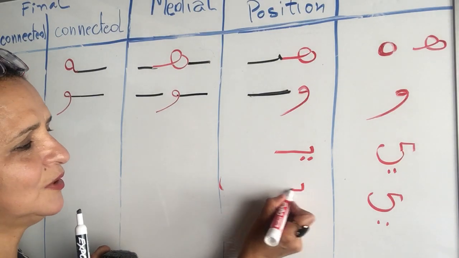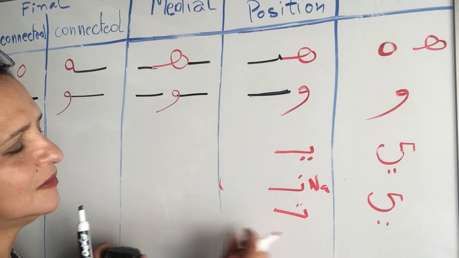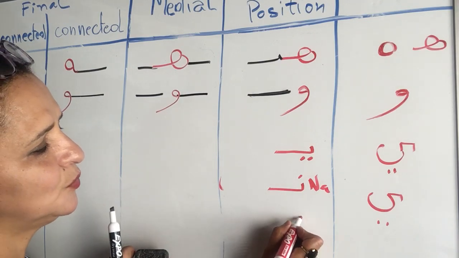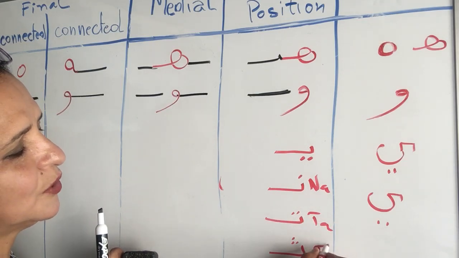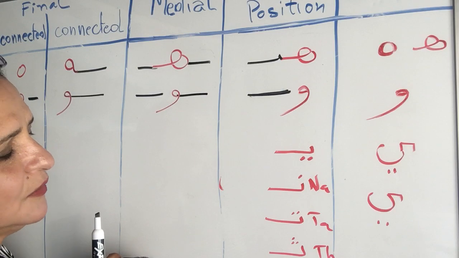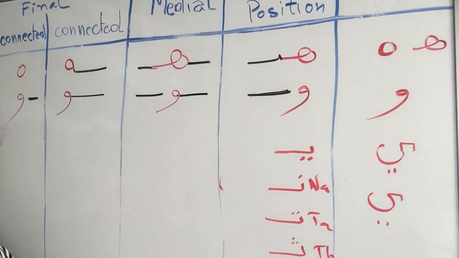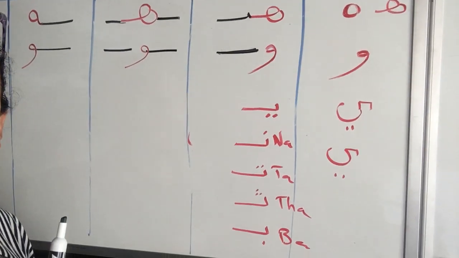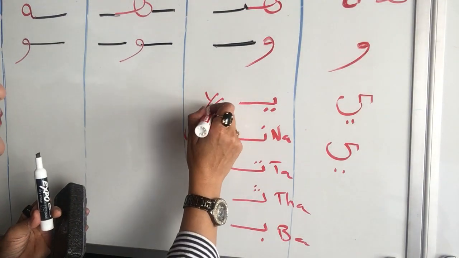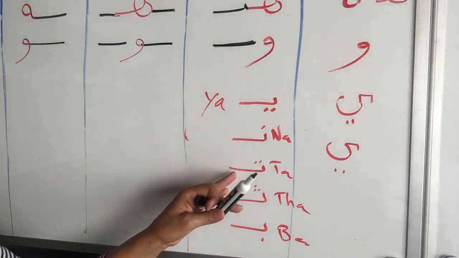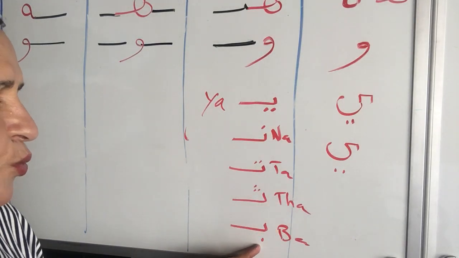Remember guys, we have one like this, which is na, and we have this for ta, and we have this 3 for tha, and we have ba. See the nukta? The nukta is the dot, okay? So 2 nuktat, 2 is ya, 1 is na, 2 above is ta, 3 is tha, and 1 below is ba.